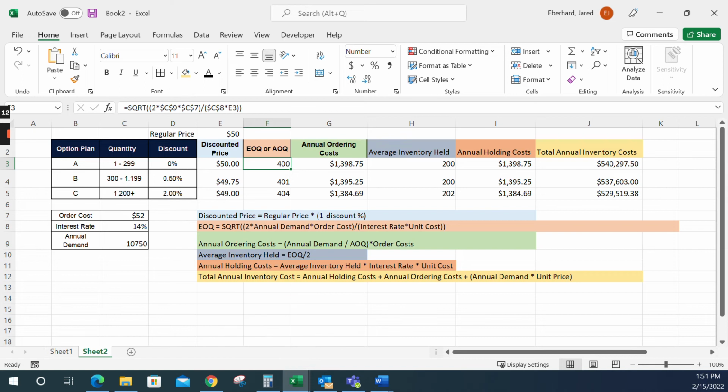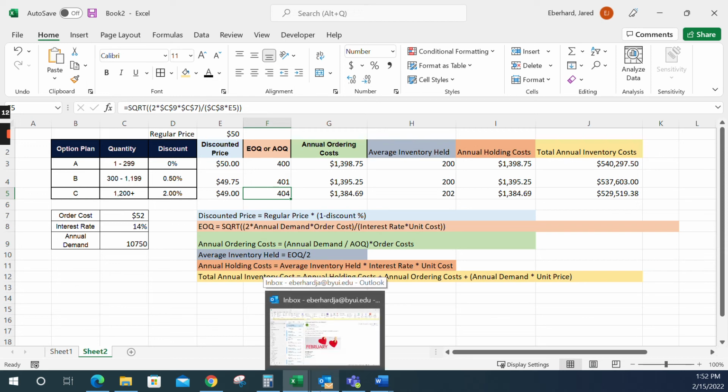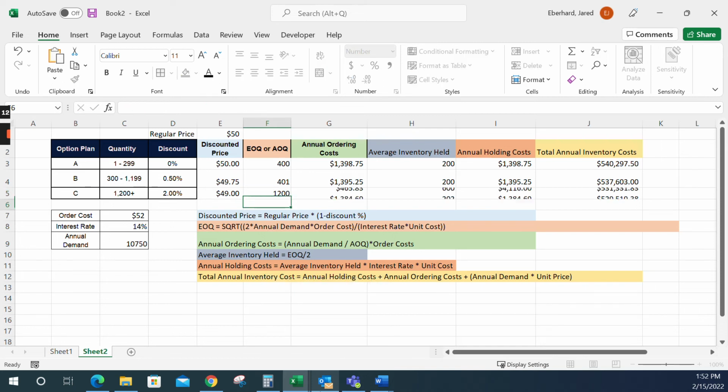If it asked me about option B, to get this price discount, how many should I order? Well, I don't want to order the entire 1,199. I want to order the amount that makes the most economic sense, which is going to be 401, since the 400 falls within that range. I'm not going to change anything in either one of these. However, down here for option C, to get that 2% discount, I have to order at least 1,200 units. I can't order only 404. So I have to change this to the very minimum of that price range, which is 1,200.